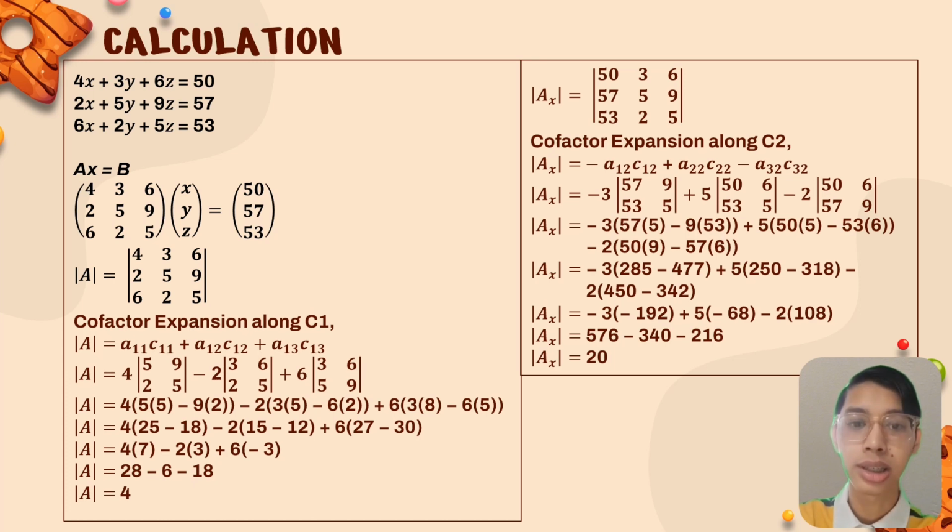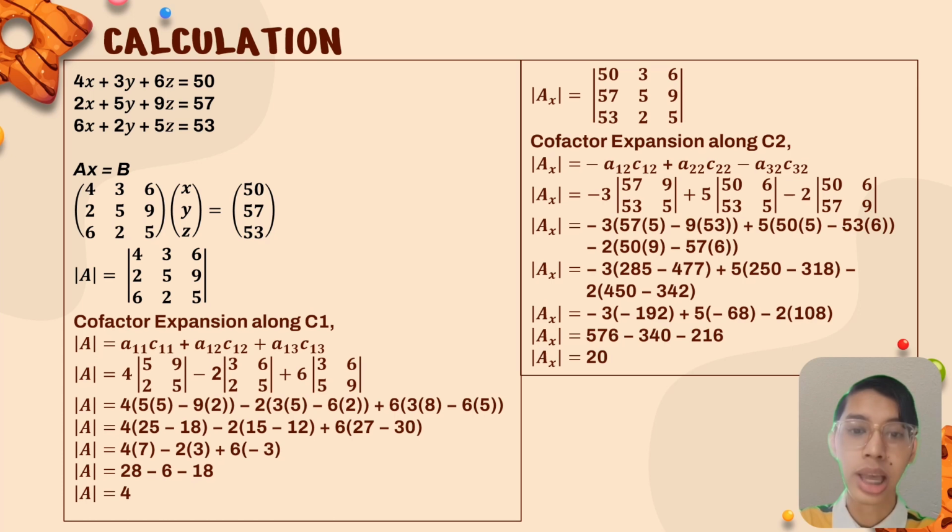Then we apply Cramer's rule, AX equal to B, that's the formula. And we divide into 3 columns. The first column: first row is 4, 3, 6, the second row is 2, 5, 9, and the last one is 6, 2, 5. And the second column is x, y, z equal to 15, 57, and 53.